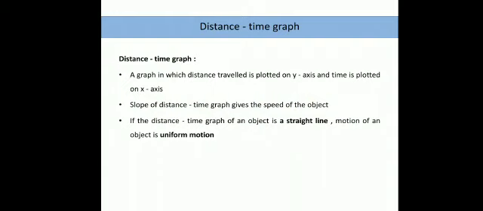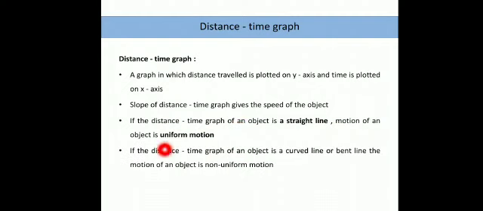Number three, if the distance-time graph of an object is a straight line, whether it is passing through the origin or not, we will see in the next classes. If the distance-time graph of an object is a straight line, whether or not it passes through the origin, it always shows uniform motion. That means the speed of the vehicle is constant if the distance-time graph is a straight line.